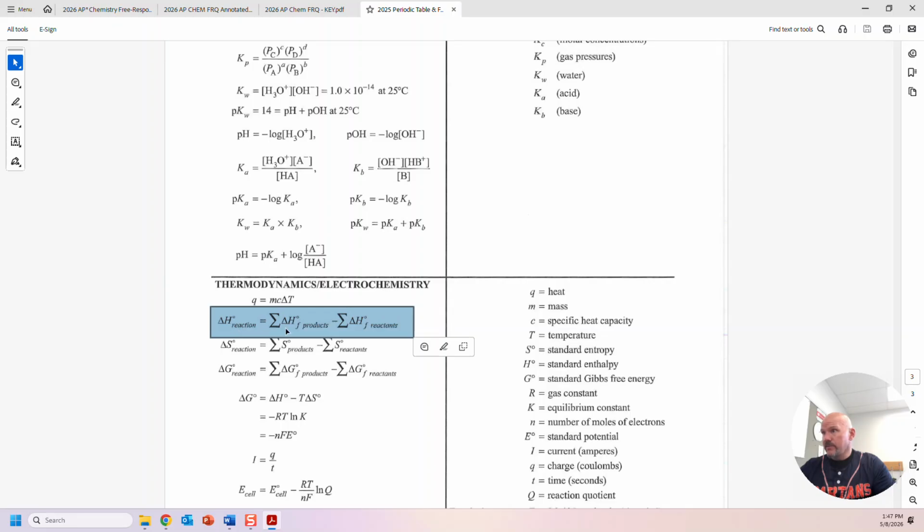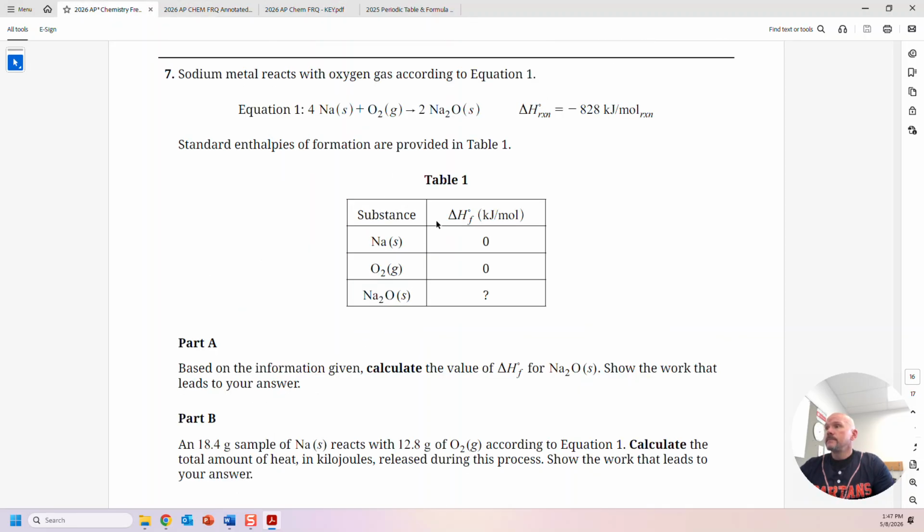Delta H of reaction equals delta H of formation of products minus the sum of the delta H of formation of reactants, right? So maybe I can use that. Remember, elements are always zero. A lot of times they don't remind you of that. They don't tell you that sodium solid and O2 gas would be zeros, and you have to know that. But they told you that, so that's good.